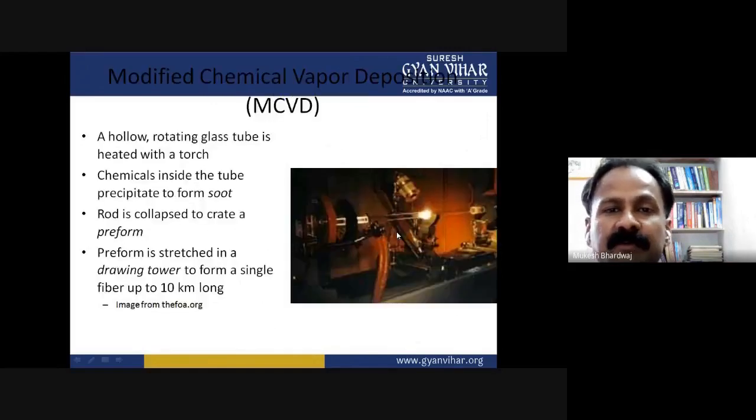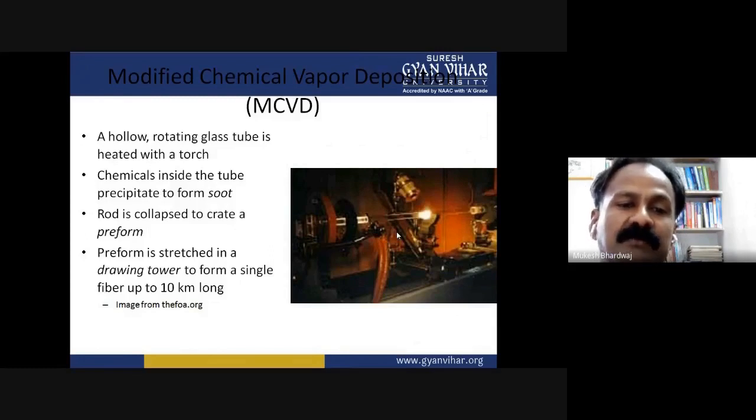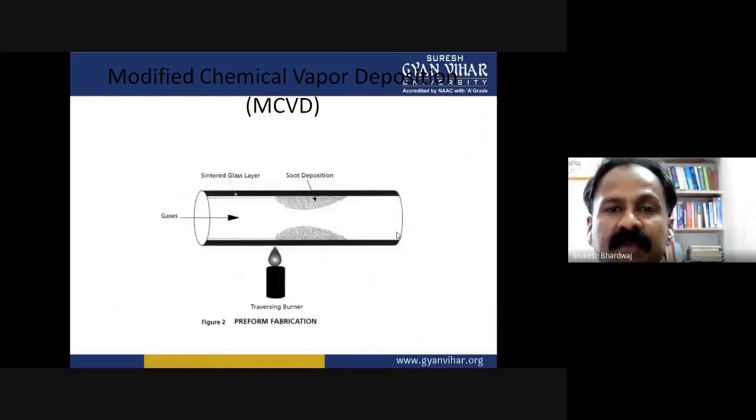Modified chemical vapor deposition method (MCVD). A hollow rotating glass tube is heated with a torch. Chemicals inside the tube precipitate to form soot. The rod is collapsed to create a preform. The preform is stretched in a drawing tower to form a single fiber up to 10 km long. Modified chemical vapor deposition: tube glass layer, soot deposition, glass preform fabrication.